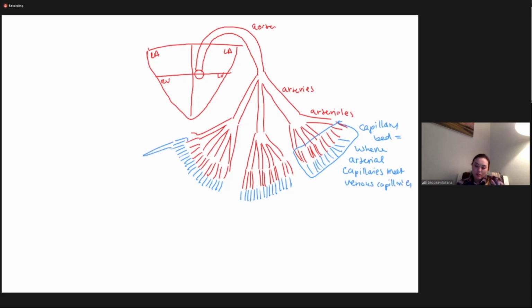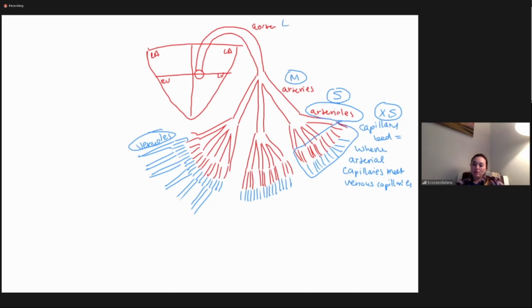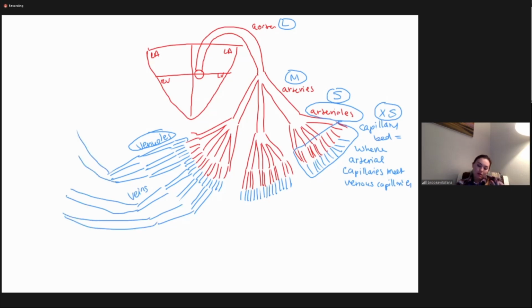First, it's going to join up into a little bit bigger vessels, and those are called venules. So this matches, look over here, arterioles and venules would be the same size. Let's say a capillary bed is an extra small, arterioles would be small, arteries are going to be medium, and then the aorta is large. So the venules are going to join together and become veins, and those veins are going to travel back to the heart.